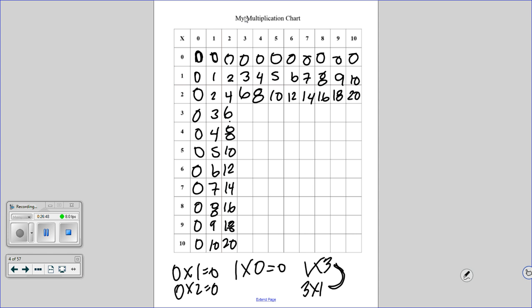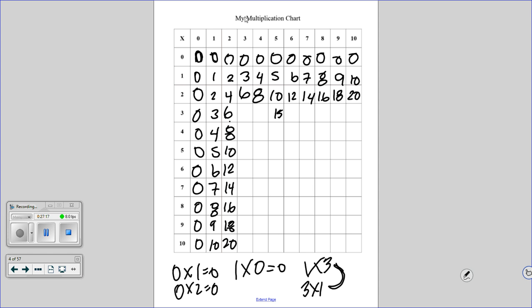5 times 0. What is 5 times 0? 0. We've got that filled in. 5 times 1. What is 5 times 1? 5. We've got that filled in. 5 times 2. Hey, we've got that filled in. 10. What is 5 times 3? 5 times 3, Lindley? 15.